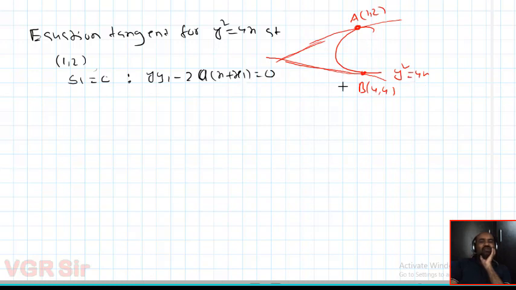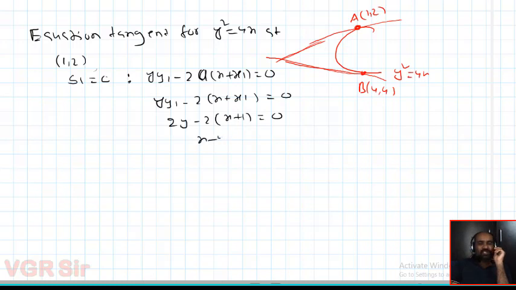For a, it is 1 only. Here directly I can write y y1 minus 2 times (x plus x1) equal to 0. A equal to 1 only now. For the point 1 comma 2, 2y minus 2 times (x plus 1) equal to 0, or x minus y plus 1 equal to 0. This is one of the equations of the required tangent.